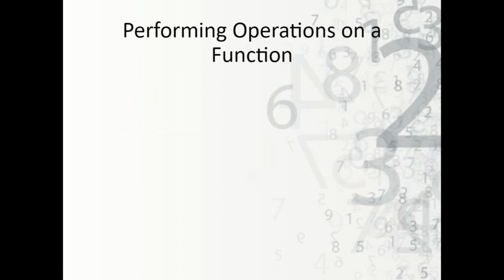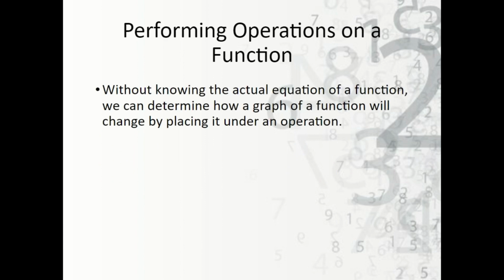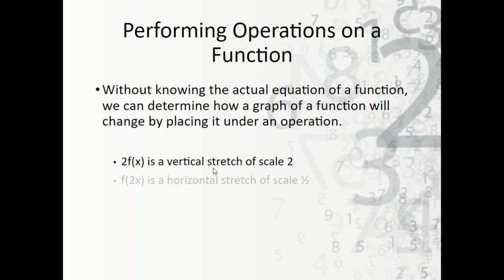Now, how do we perform operations on a function? So without knowing the actual equation of a function, we can determine how a function will change by placing it under an operation. For instance, if I take and double any function, it's going to create a vertical stretch of 2. If it was 3 times f of x, it would have a vertical stretch of 3. If it was 1/2, it would have a vertical stretch of 1/2. So the number in front causes a vertical stretch.